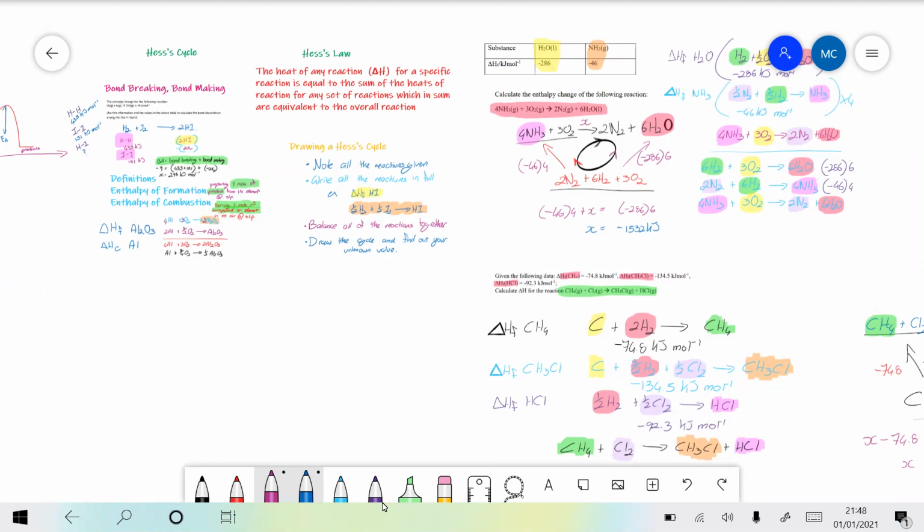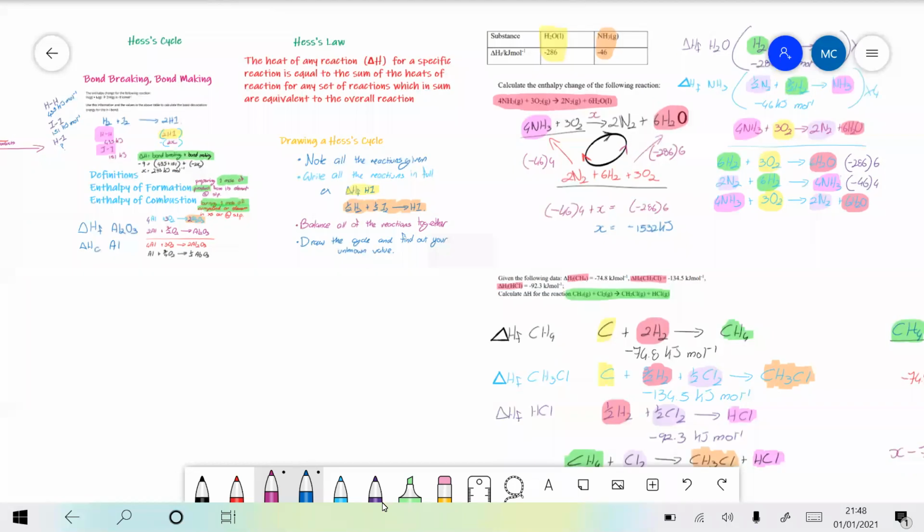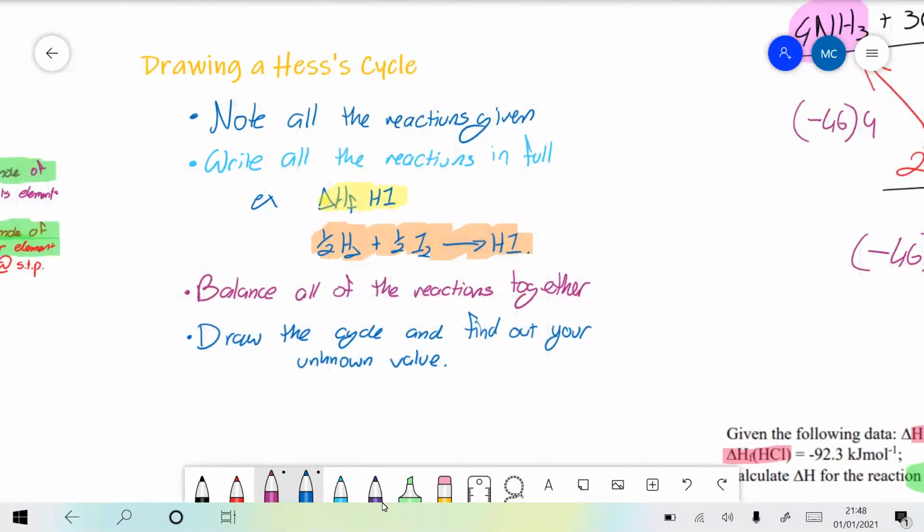A quick recap on how to draw the Hess's cycle. First, note all the reactions given, then write all the reactions in full. Because sometimes the reactions are given as definitions, enthalpy of formation, enthalpy of combustion, and there are other definitions we have not yet covered. But for now, we're going to be dealing only with enthalpy of formations and enthalpy of combustions.